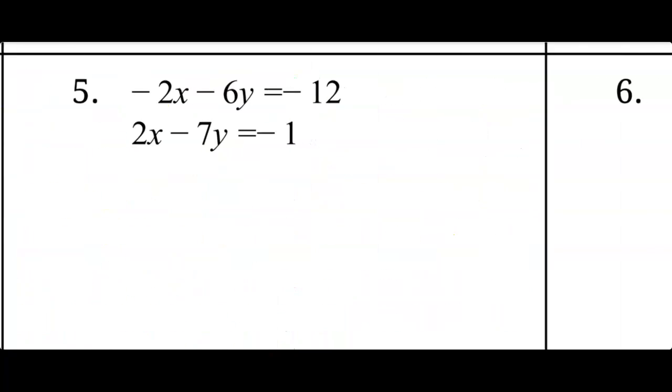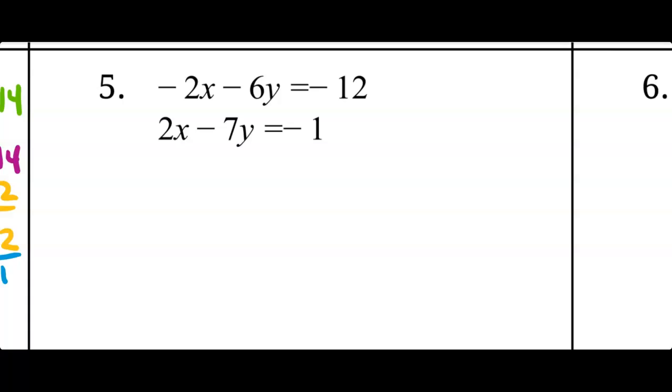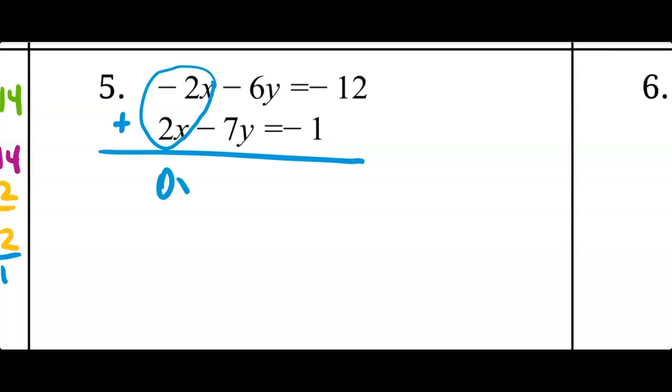Let's do another. Let's take a look at number 5. I can see right off the bat that the x's are stacked, the y's are stacked, and the numbers are stacked. So I don't need to move anything around. And then I notice that my -2x and my 2x are my opposite pair. So I can go straight into adding my two equations together. When I add, I get 0x minus 13y equals -13.